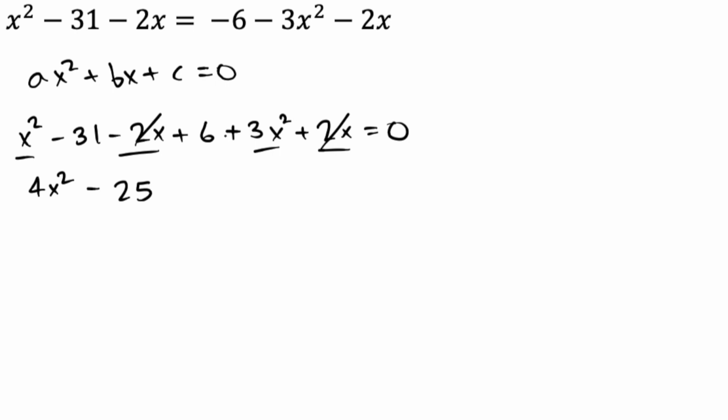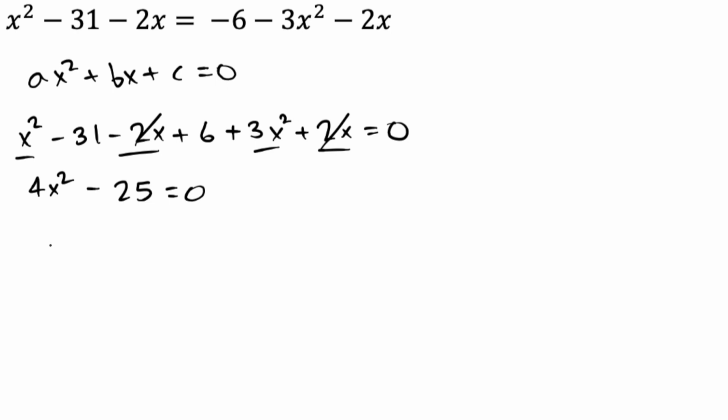Have I combined all the terms? Let's double check. X squared and 3x squared. Negative 2x and 2x get cancelled. So we're left with negative 31 and plus 6. So when they add together, we get negative 25. And that is equal to 0. Okay, so now let's apply the quadratic formula to solve this question.